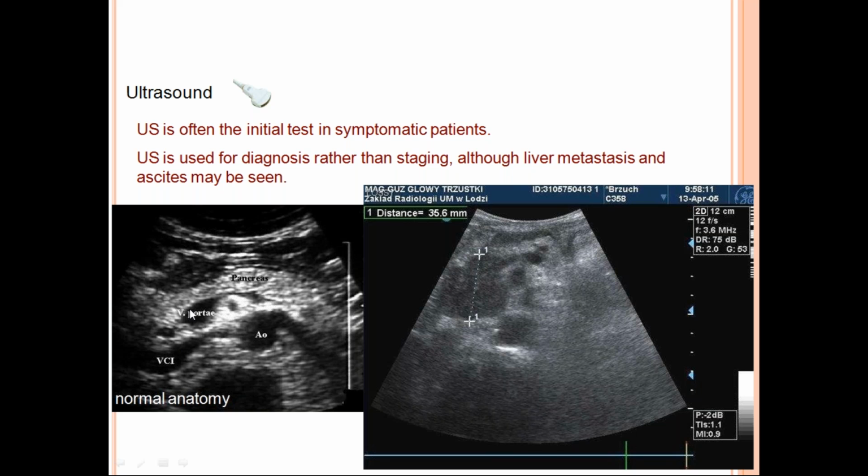See, this is the pancreas. You can see the portal vein, IVC, aorta, all normal. I think you can see here a hypoechoic area with some solid content inside. If a cyst is present, it will be hypoechoic, very dark, but a solid mass will look like this, with echogenic material present.